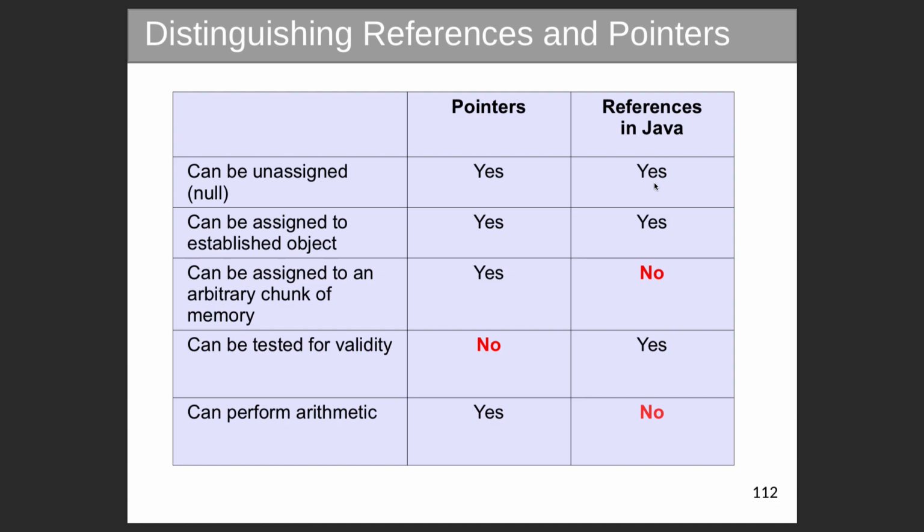And then finally, you can do arithmetic on pointers. So I can say, I've got a pointer to an int, please add 1 to it. I want to point to another int, which is one space further in memory. You can't do that in Java. Once you've got a reference and it points to something, all you can do is assign it to another reference.